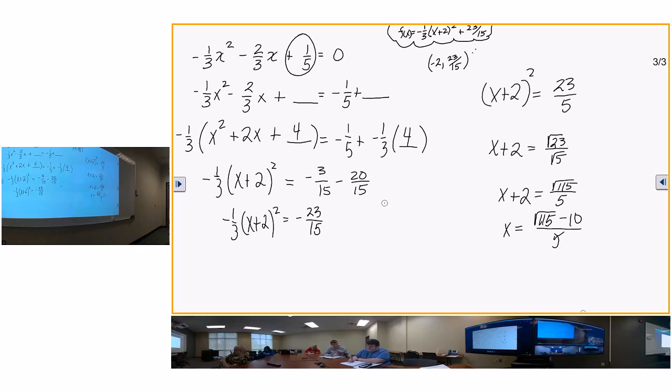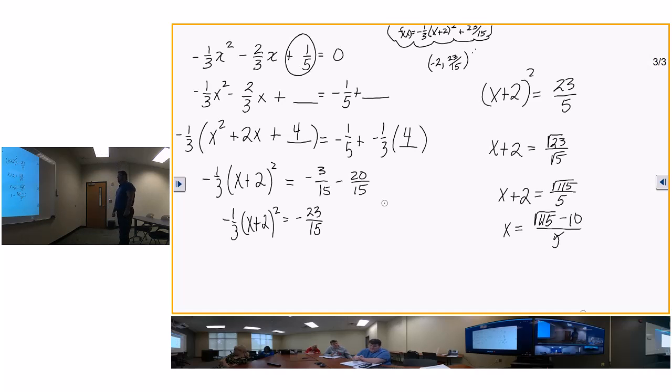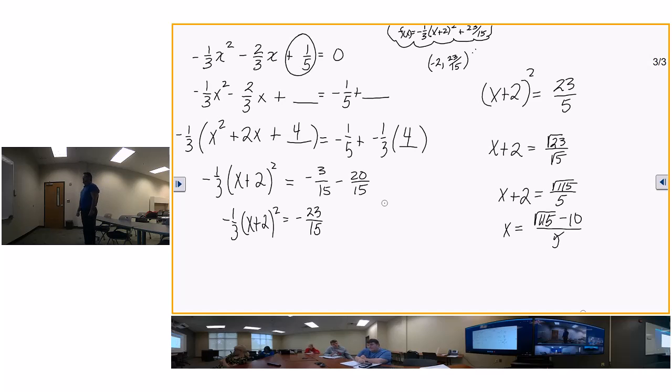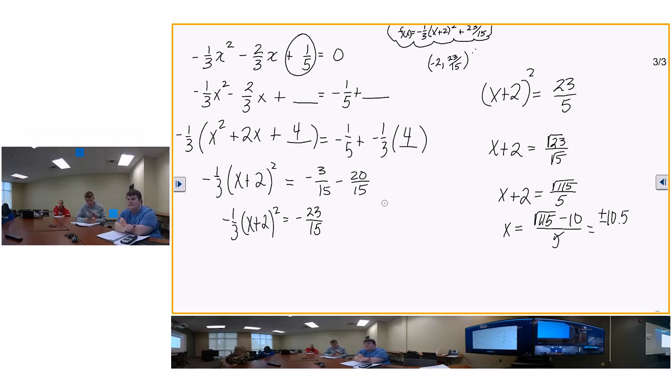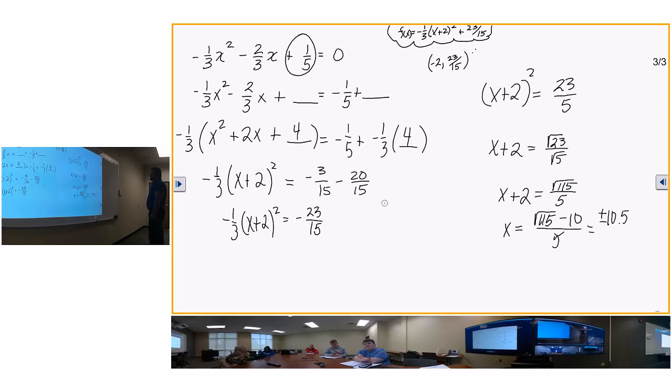And what's 121? It's 11. So 100, 121, I'd say it's about half. So what is it, 10.5? Somebody take the square root of 115. Hey, how'd you get 115? What'd you do? Square root of 5 times square root of 23.